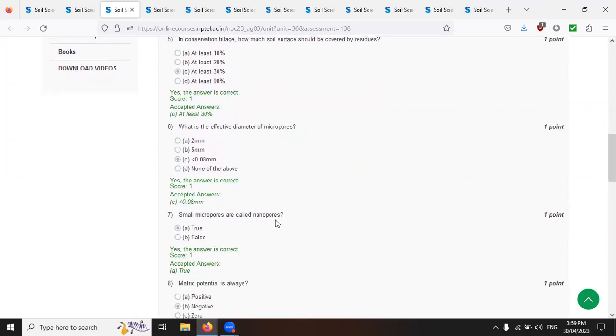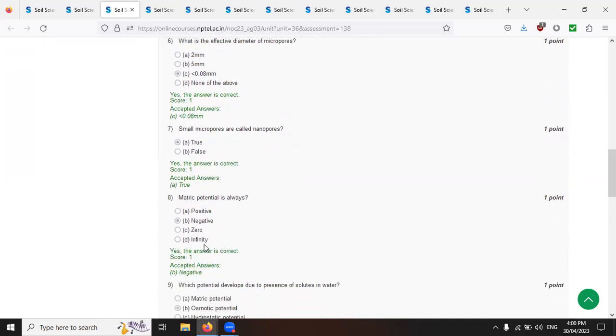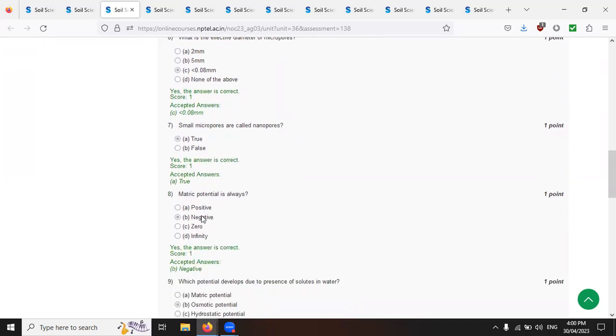Small micropores are called nanopores. Is that true or false? Well, they're pretty blooming small. They're in the micro, yep, so the answer's true. Matrix potential is always positive, negative, zero, or infinity. And it is negative.